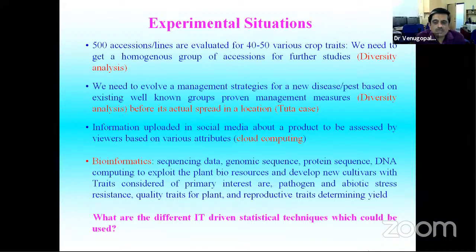Next, an entomologist. There is a new pest called Tuta absoluta which is coming up. So he has to evolve a management strategy. Based on initial observation of some 4-5 traits, he can go and see the diversity dendrogram map which is available for all the pests, where this Tuta absoluta diversity fits in very well. So which dendrogram group does it fit? By using only 4 or 5 parameters initially, he can see in which group it is falling. Whatever management strategies were followed for that particular group, if he or she is able to apply them, then certainly at the initial period itself this will be restricted, and it won't be allowed to spread further.